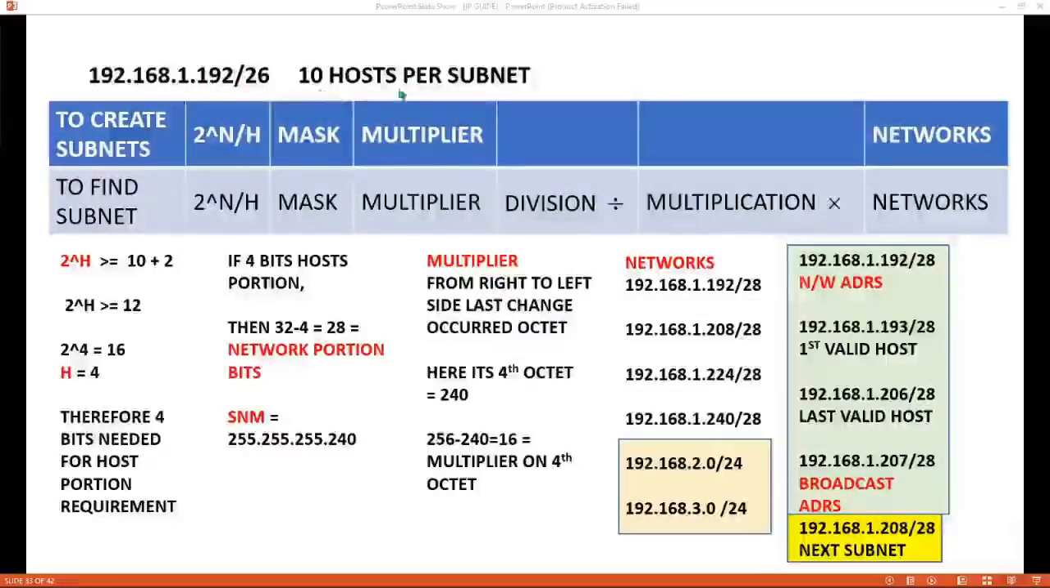Again I need to add 10 plus 2 for the network and broadcast, and I am doing the calculation, repeating the same process. h equals 4, so n equals 32 minus 4 equals 28. So subnet mask 255.255.255.240 is the 4-bit requirement. Okay, if you borrow 4 bits, you are going to have 240 here. After that, multiplier: 256 minus 240 gives you 16, which is the multiplier. Then you can write the networks.